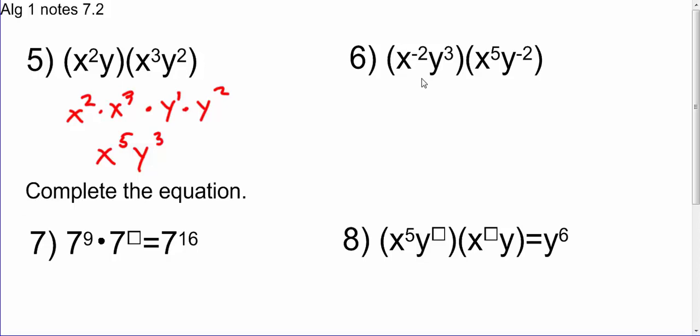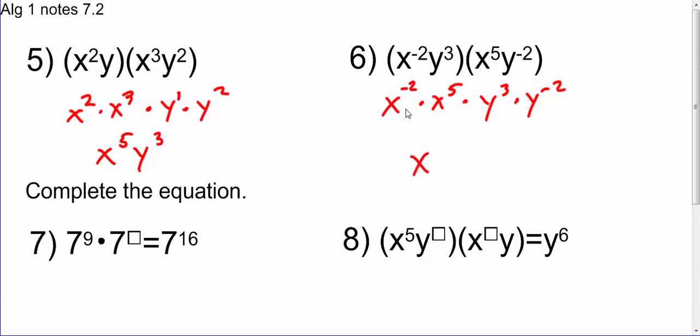Alright, so let's take a look at 6. Similar idea. This time though we have some negative exponents. Again, we can handle that. But we're going to basically group the two terms that have the same base. So my x to the negative 2 and my x to the 5, I want to think of those as one problem. And then as a separate problem, I have y to the 3rd times y to the negative 2nd.